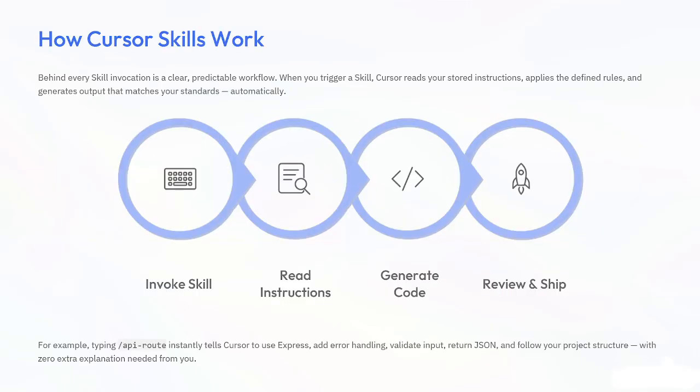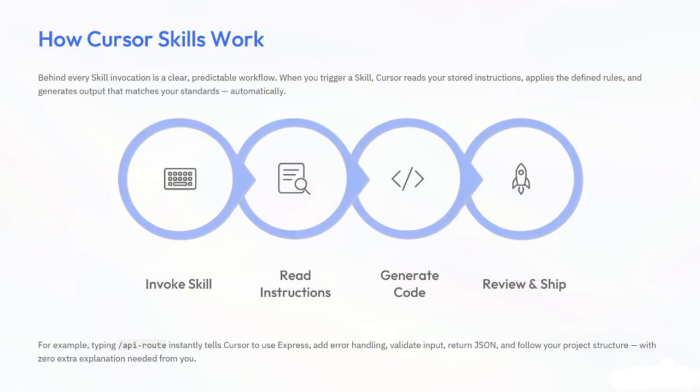How do Cursor skills work? Let's understand this. The process is actually very simple. Step one is we invoke a skill. For example, I write slash API route. Step two is read instruction. Cursor reads all the instructions stored inside that skill. These instructions may include use Express, use JSON responses, validate inputs, handle errors, follow folder structure. These are the things that are included.